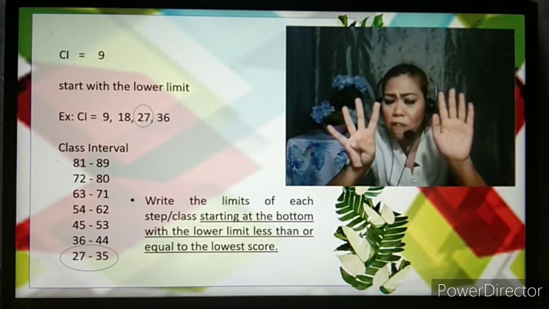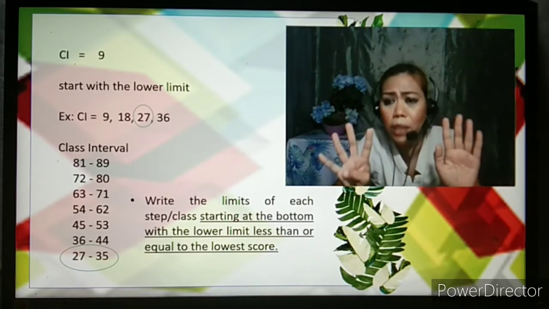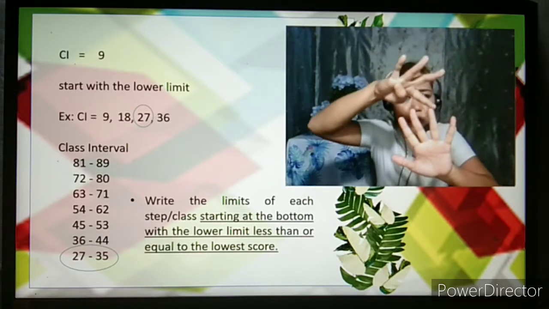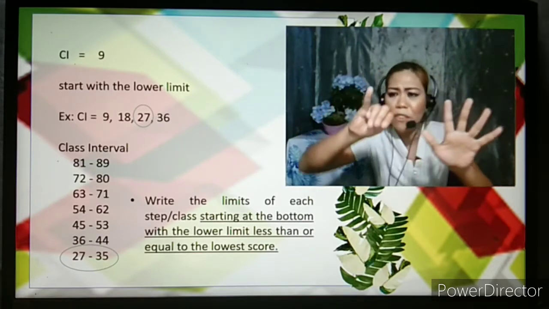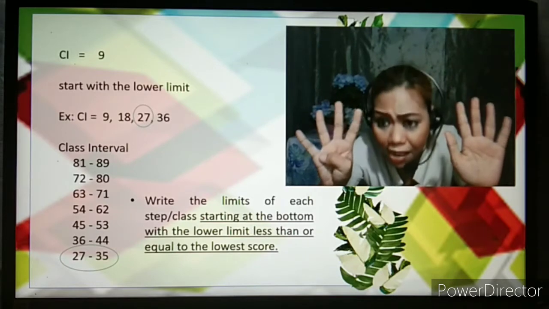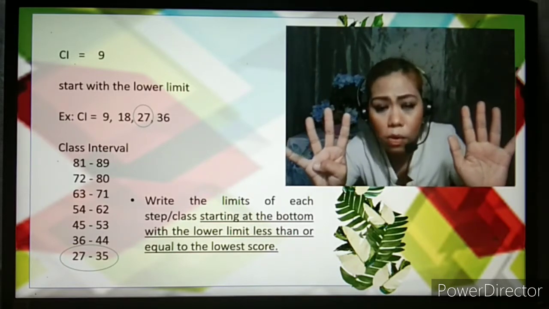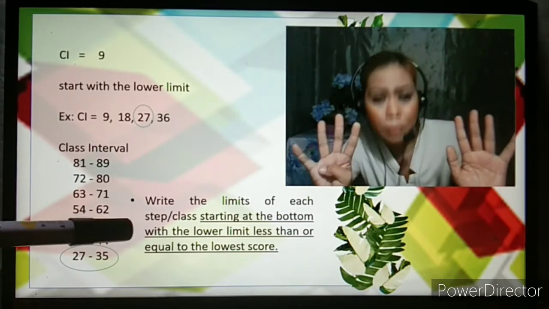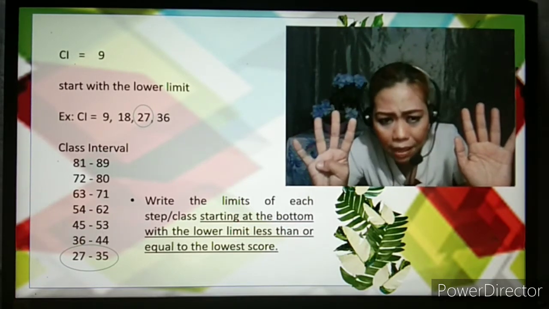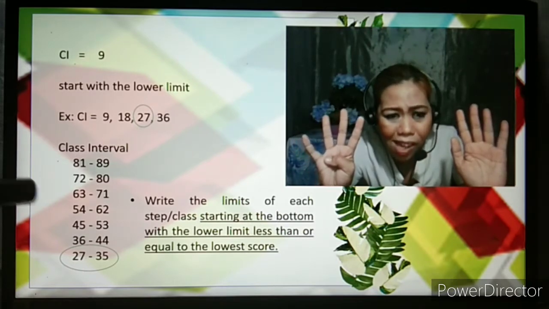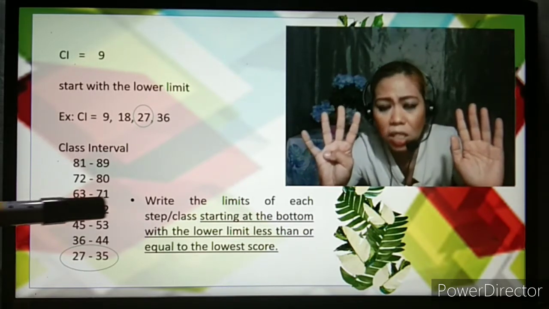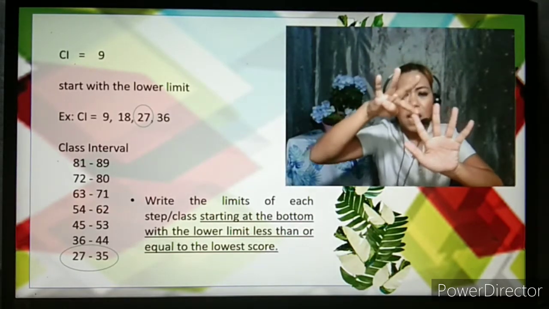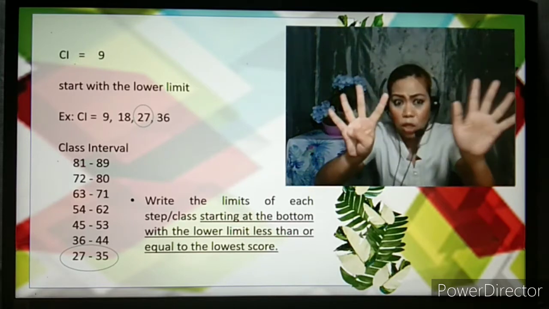Next interval. We are done with the 44, so let's start with 45. 45, 46, 47, 48, 49, 50, 51, 52, 53. Did you get it now? I hope it's already clear to you. Let's do it slowly. Another one. We're done with the 53, so let's go to 54. 54, 55, 56, 57, 58, 59, 60, 61, 62.